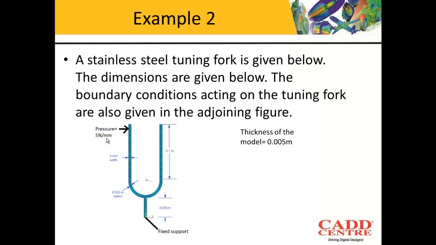Now the pressure acting is a line pressure that is acting over here. That is why the unit is given in Newton per millimeter. The thickness of the model is 0.005 meter. Now if you consider the thickness of the model as compared to the other dimensions, it is very small. So in this case, rather than considering this problem to be a 3D problem, we will consider this to be a 2D problem. So let us see how to solve this problem in Ansys Workbench.